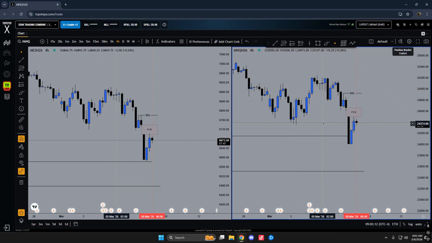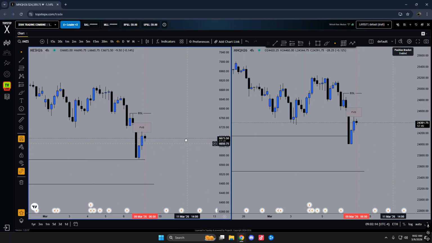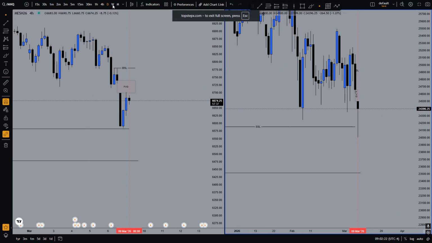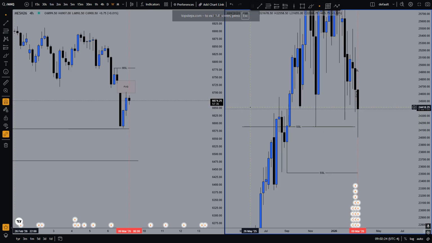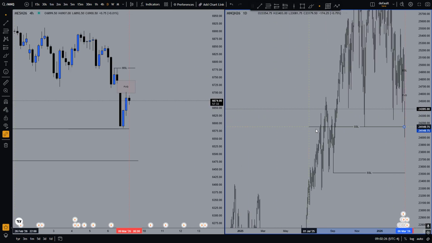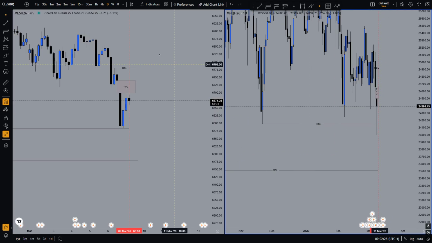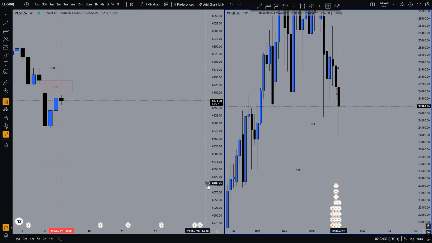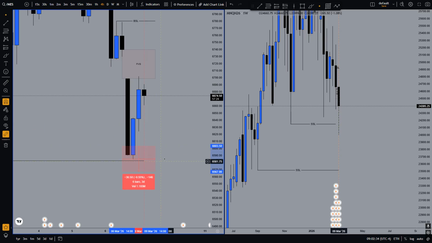Coming into today, these are just drawings that I had from yesterday that I marked out. So it looks like here we can see that NQ ran lower, right? NQ took this weekly low here. ES did not, but as you can see, we got very, very close to it, right?